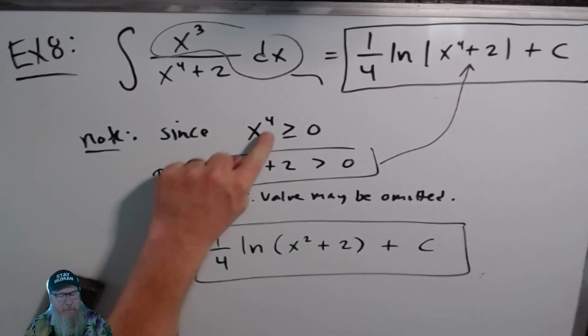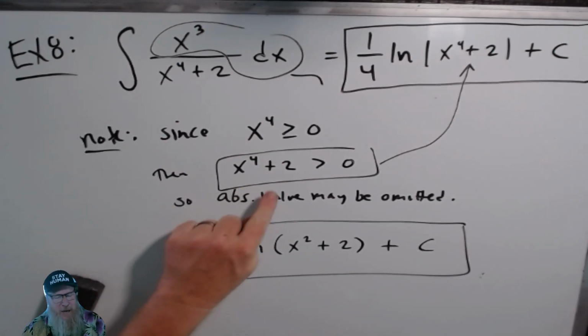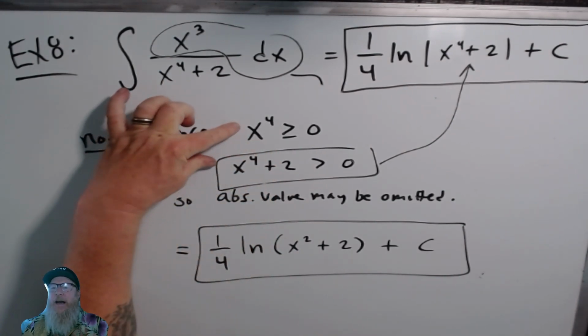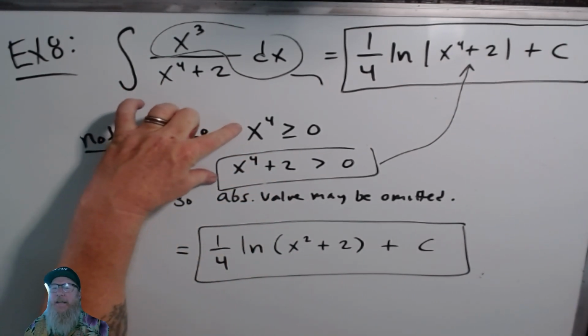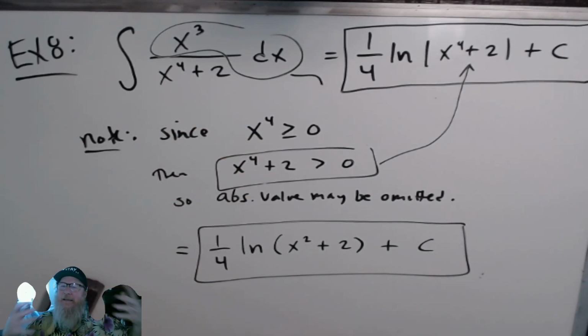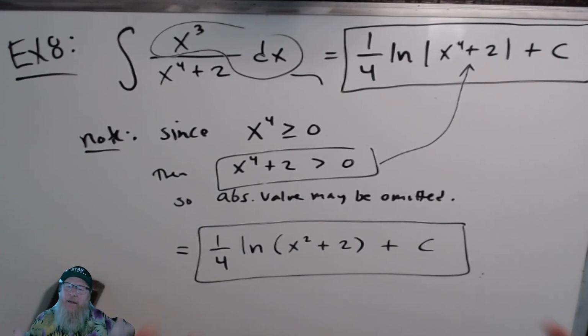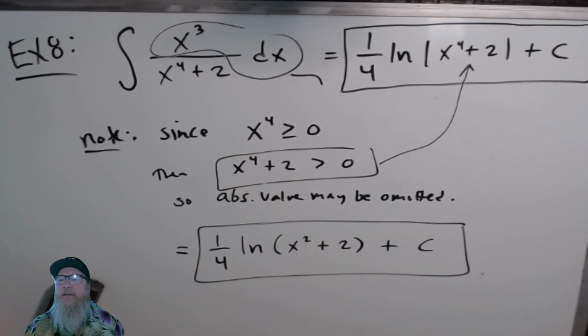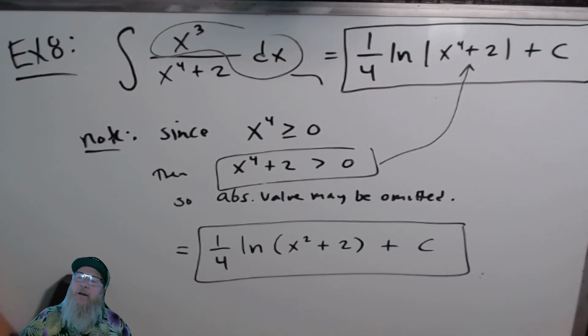Now, that would not be true if the power was odd, and it would not be true if it was x to the 4th minus 2. So it's very incumbent upon these two facts, that you have an even power, right, and you're adding to the even power, thereby forcing the argument of the logarithm to be greater than 0. Remember, because you can't take the natural log of 0, right, or any negative number. So it must be greater than 0.